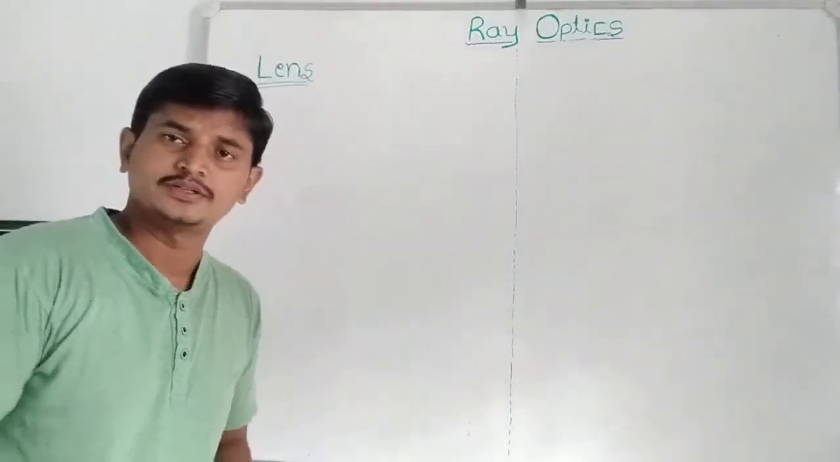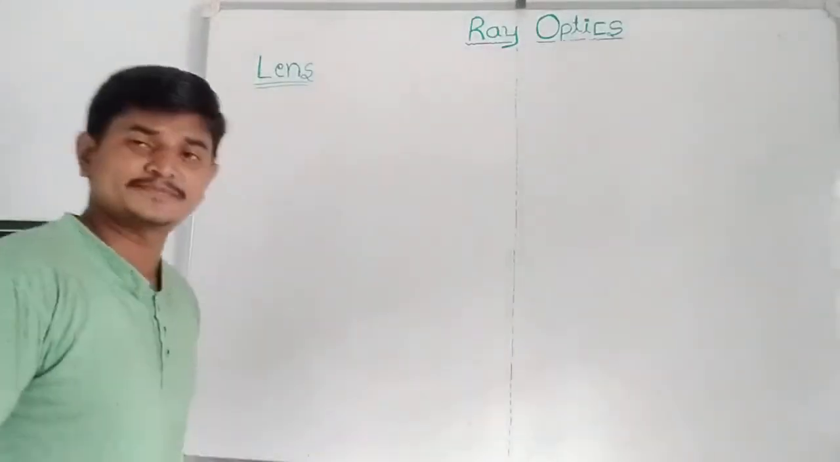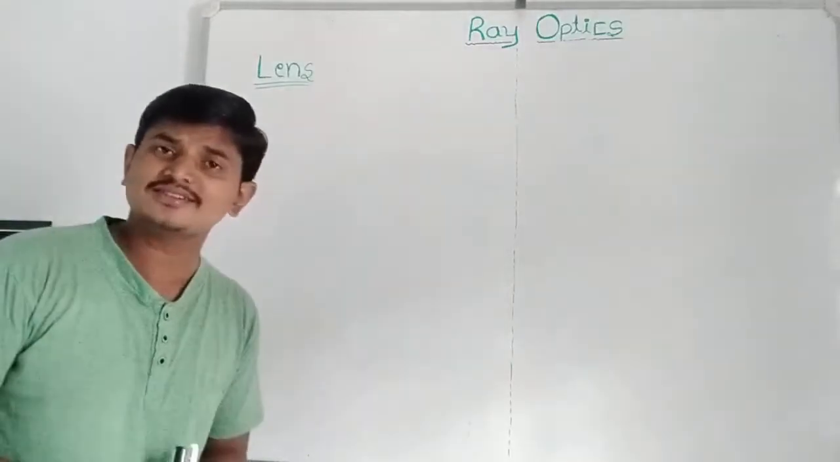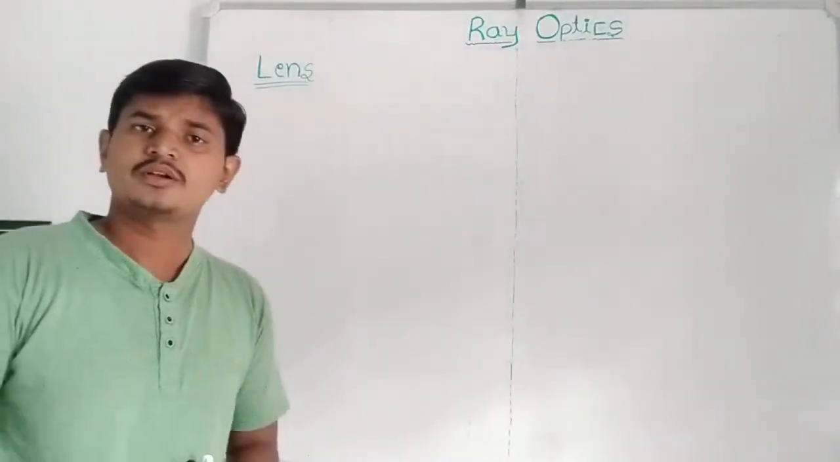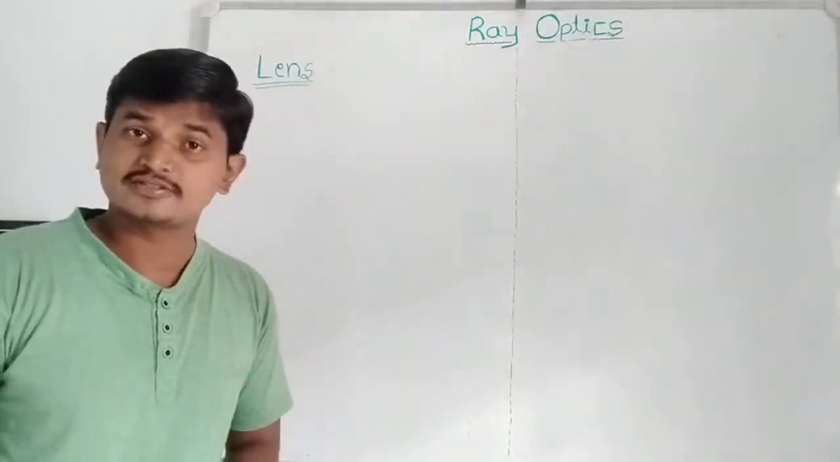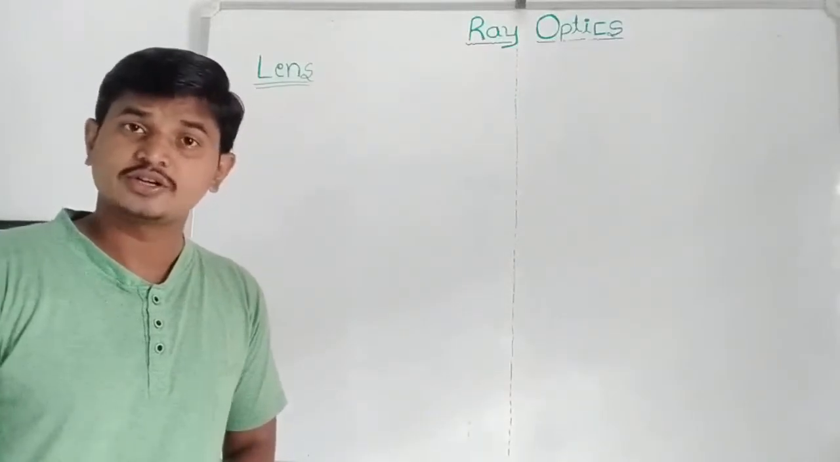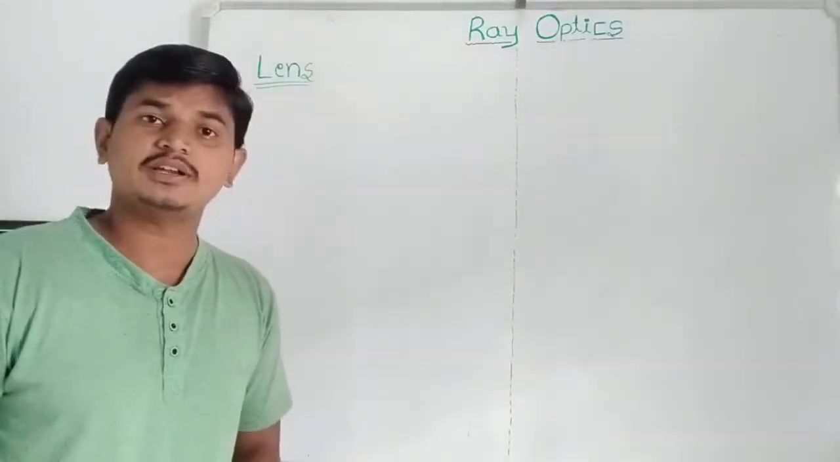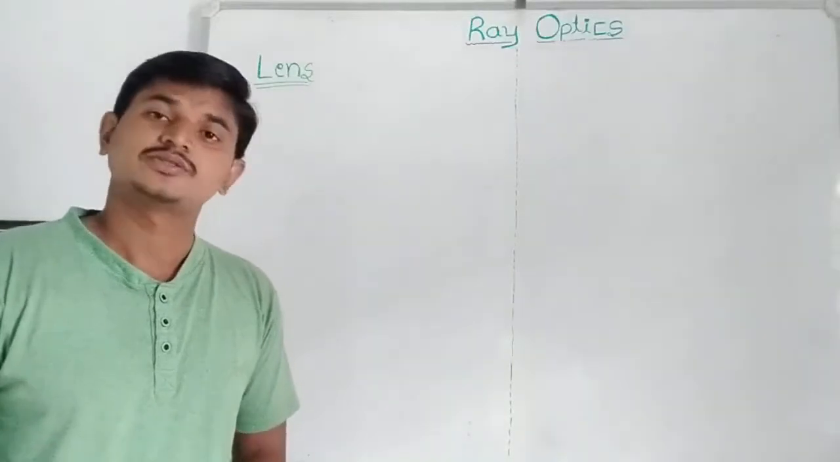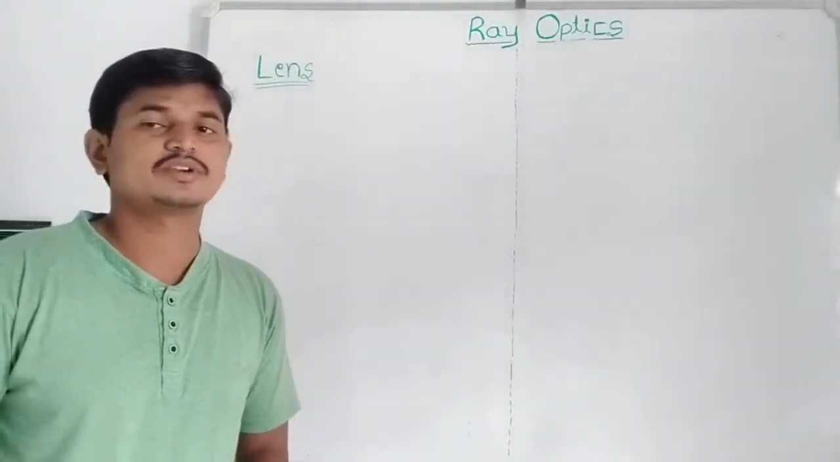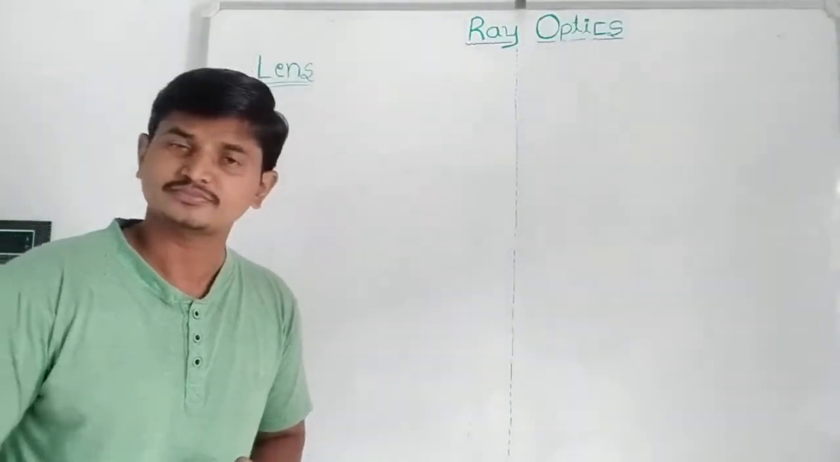Hello everyone. Today's concept is lens. A lens is an optical medium which is bounded by two surfaces, in which at least one is a spherical or a cylindrical surface. Such type of optical medium we can call a lens.